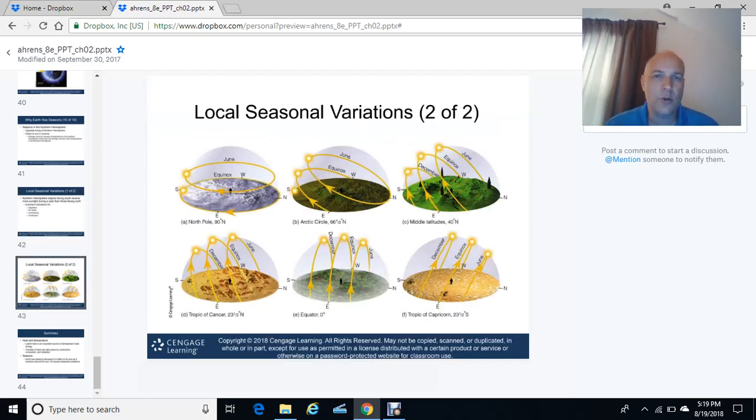Here are the local seasonal variations again. Now I'm just showing you different latitudes here. North Pole is A, 90 degrees north. Do you notice at the North Pole how the sun generally doesn't show much fluctuation or change in its elevation? It's a fairly constant elevation above the horizon. If I go to the Antarctic Circle now, we get more of a tilt, showing you the differences of where the sun is in the sky between the different seasons.